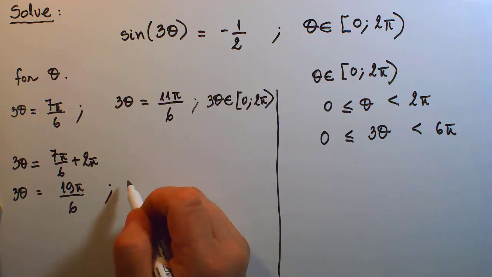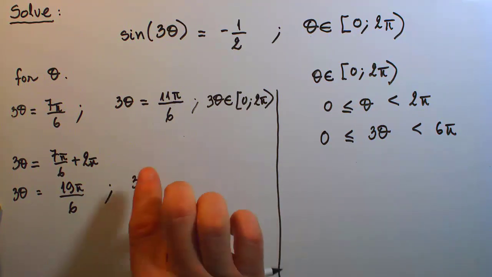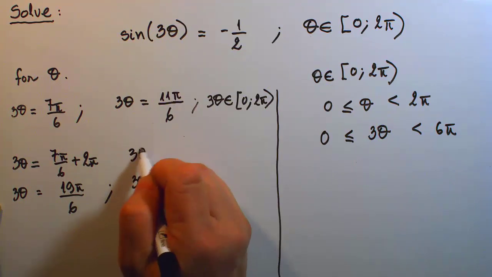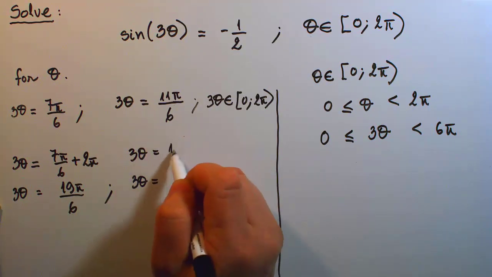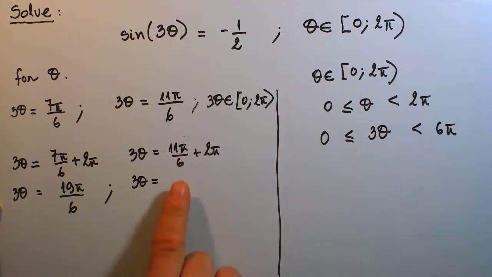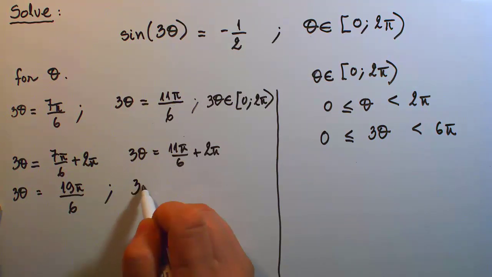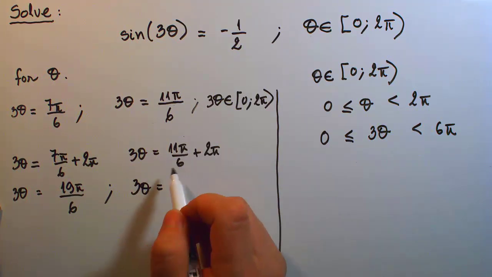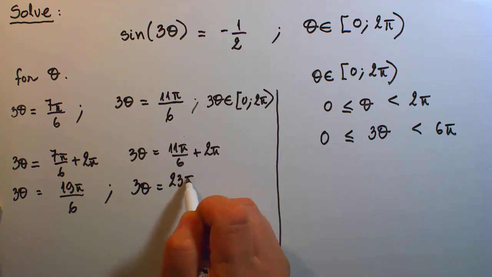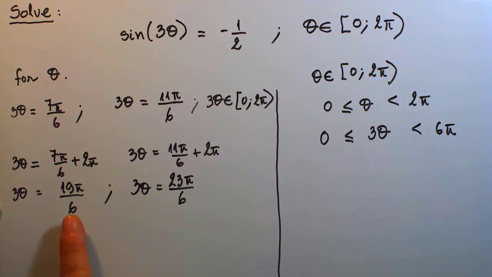For the next solution, I am going to add a 2 pi to 11 pi over 6. And so consequently, I come out with 23 pi over 6. And so now, with these two other values, so far we have produced 4 different solutions.